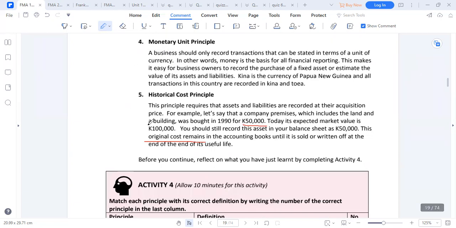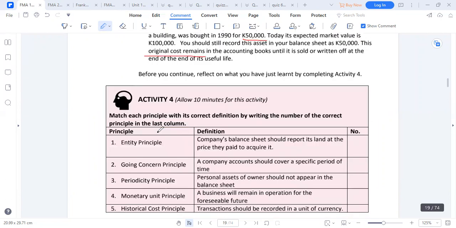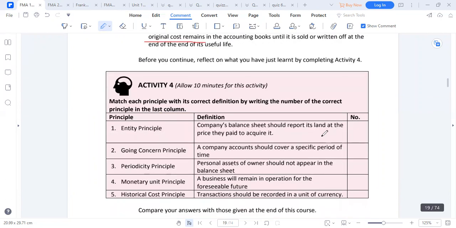So we've talked about 5, we're remaining with 6. Can you remember on this 5? So give me the principles coinciding with these ones. A company's balance sheet should report its land at the price they paid to acquire it. What principle is that? Historical. Company accounts should cover a specific period of time.